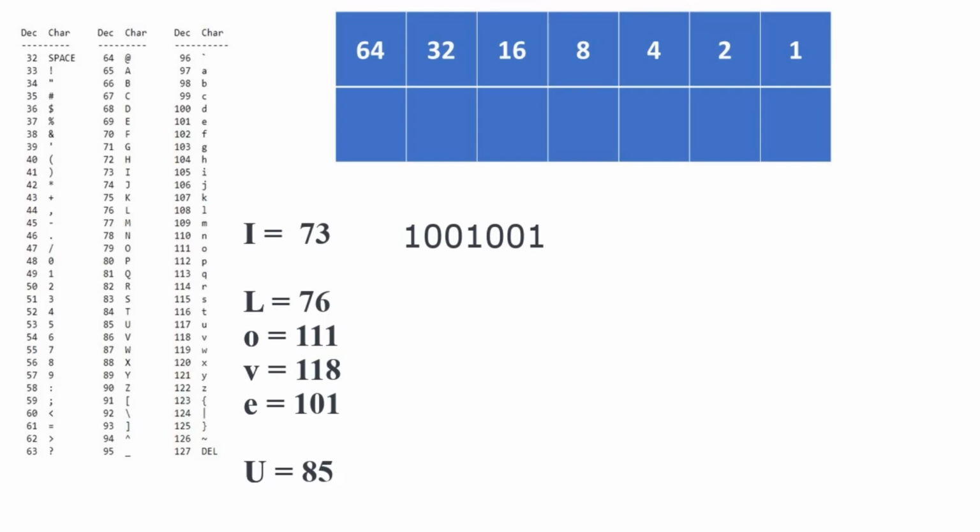Next is letter L, that is equivalent to 76. So 76, 64 plus 8 plus 4, and that's it. So in binary, that is 1001100. So kung na-translate nyo yung L into binary, that is 1001100. So yeah.